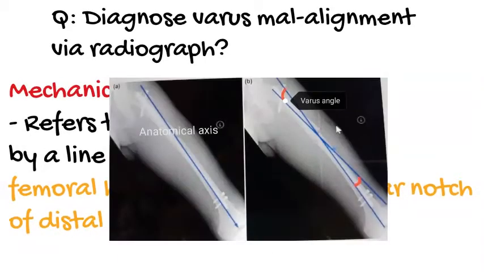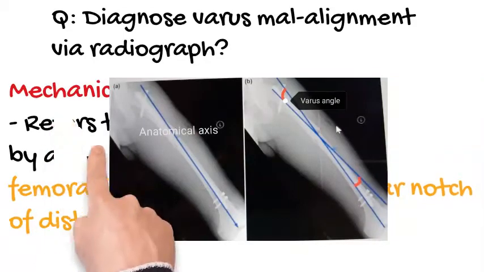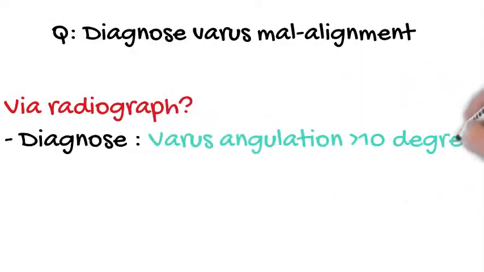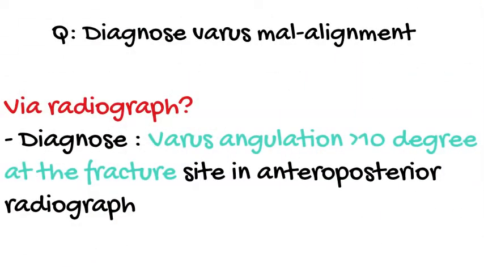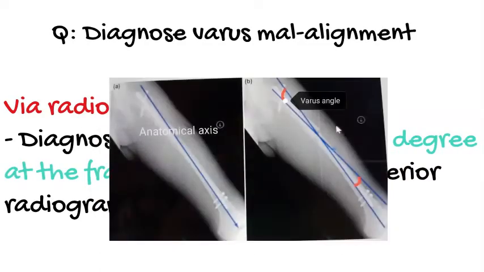So how to diagnose varus malalignment via radiograph is by measuring the varus angulation of more than 10 degrees at the fracture site in an anteroposterior radiograph.